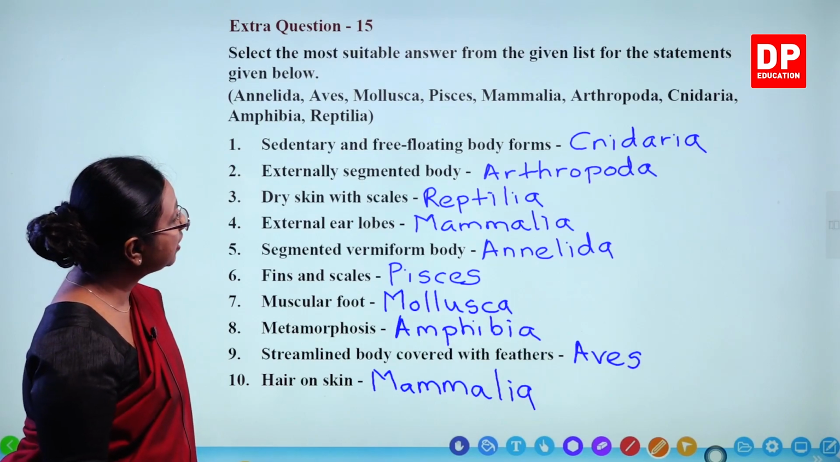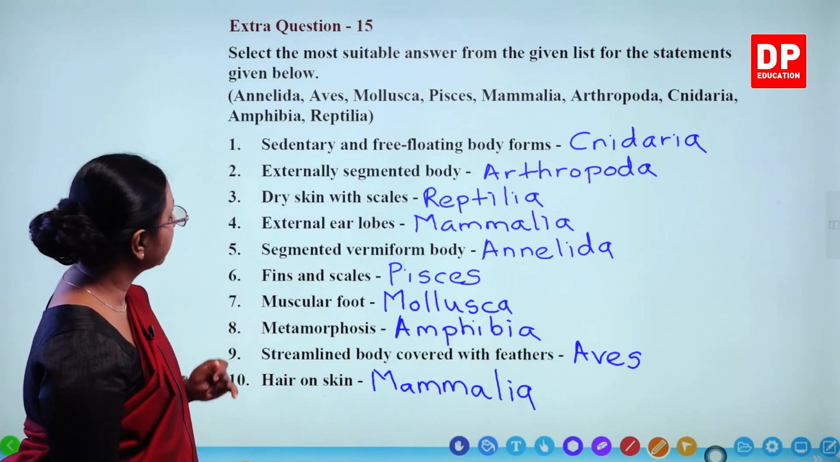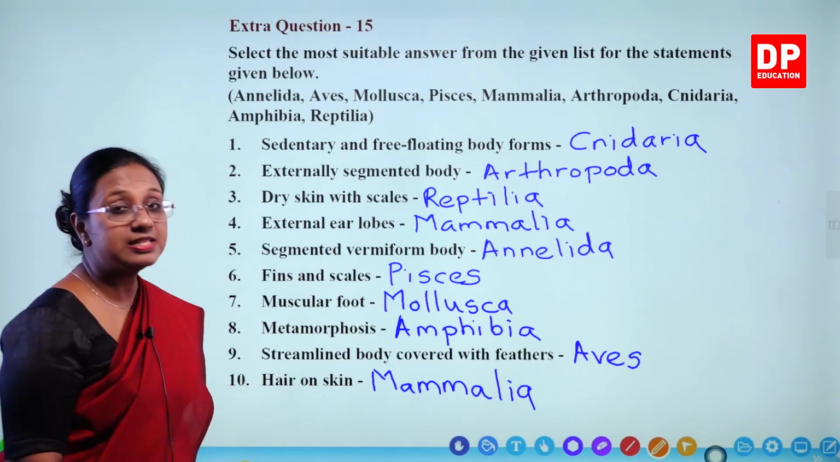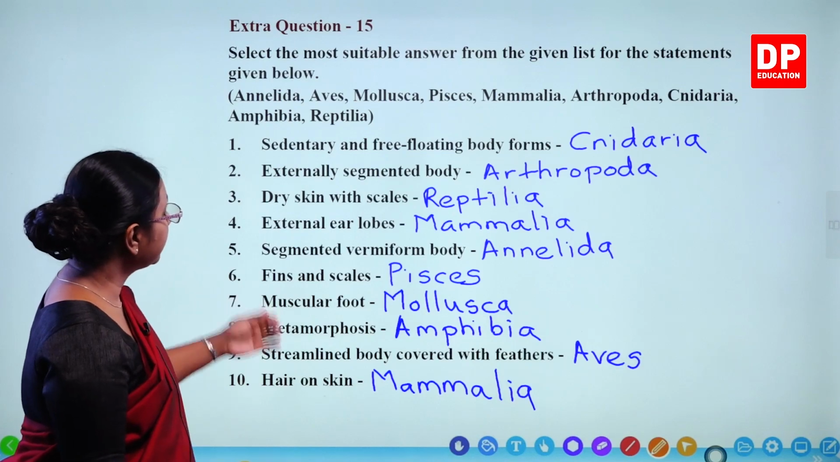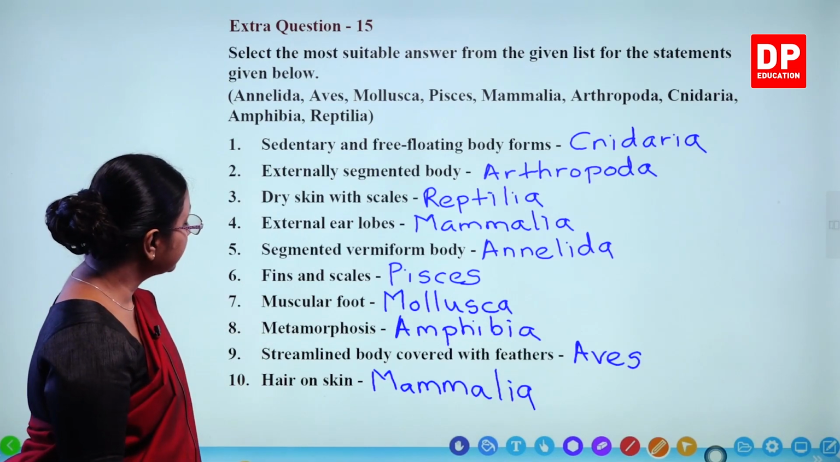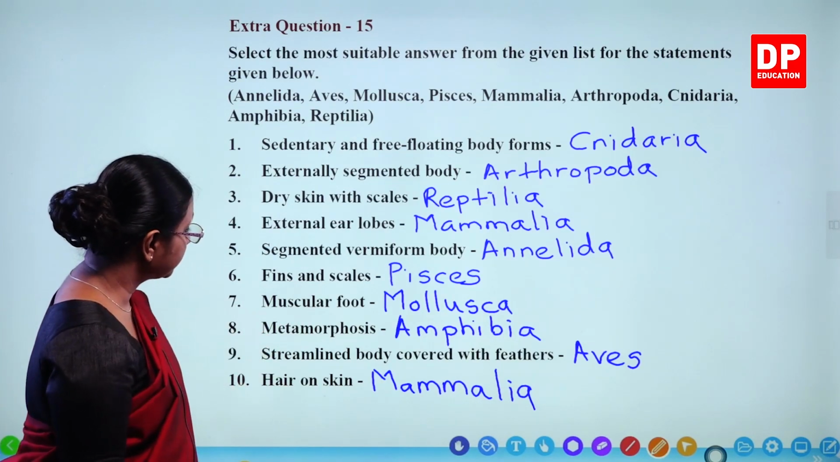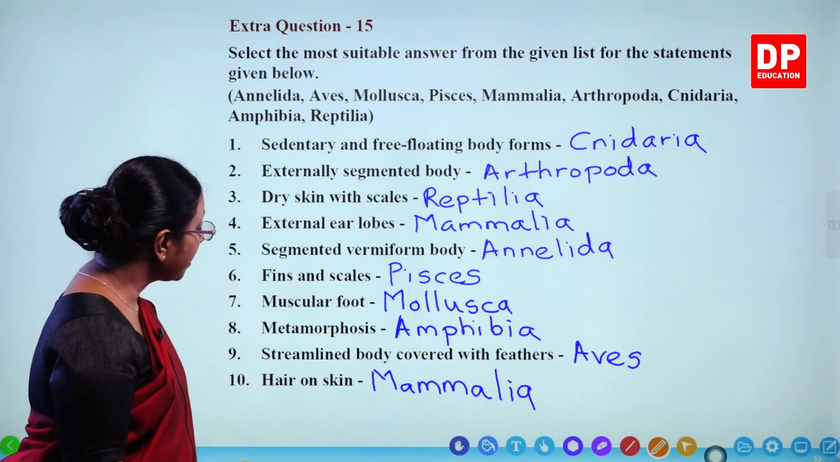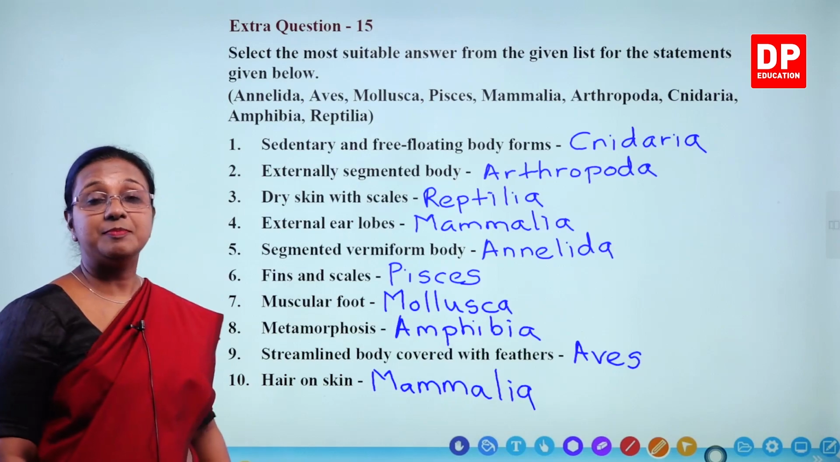Sedentary and free-floating body forms, Cnidaria. Externally segmented body, Arthropoda. Dry skin with scales, Reptilia. External earlobes, Mammalia. Segmented vermiform body, Annelida. Fins and scale species, muscular foot, Mollusca. Metamorphosis, Amphibia. Streamlined body covered with feathers, Aves. And hair on skin, Mammalia.